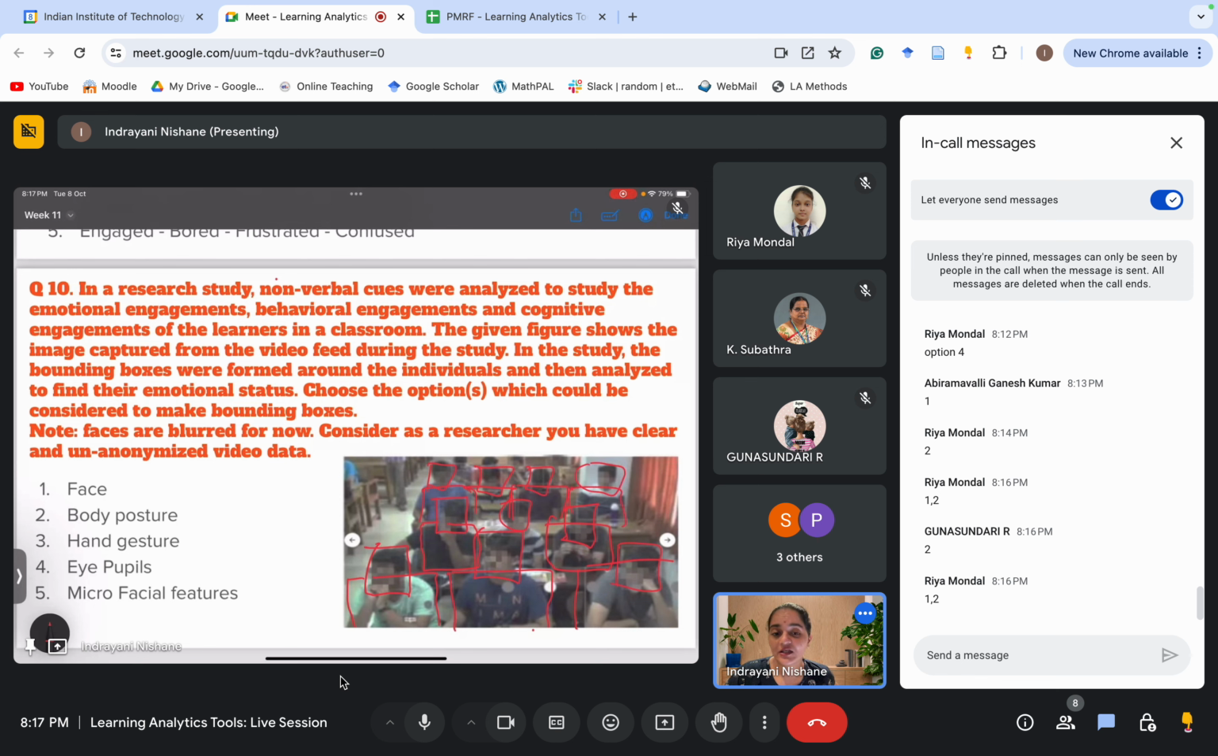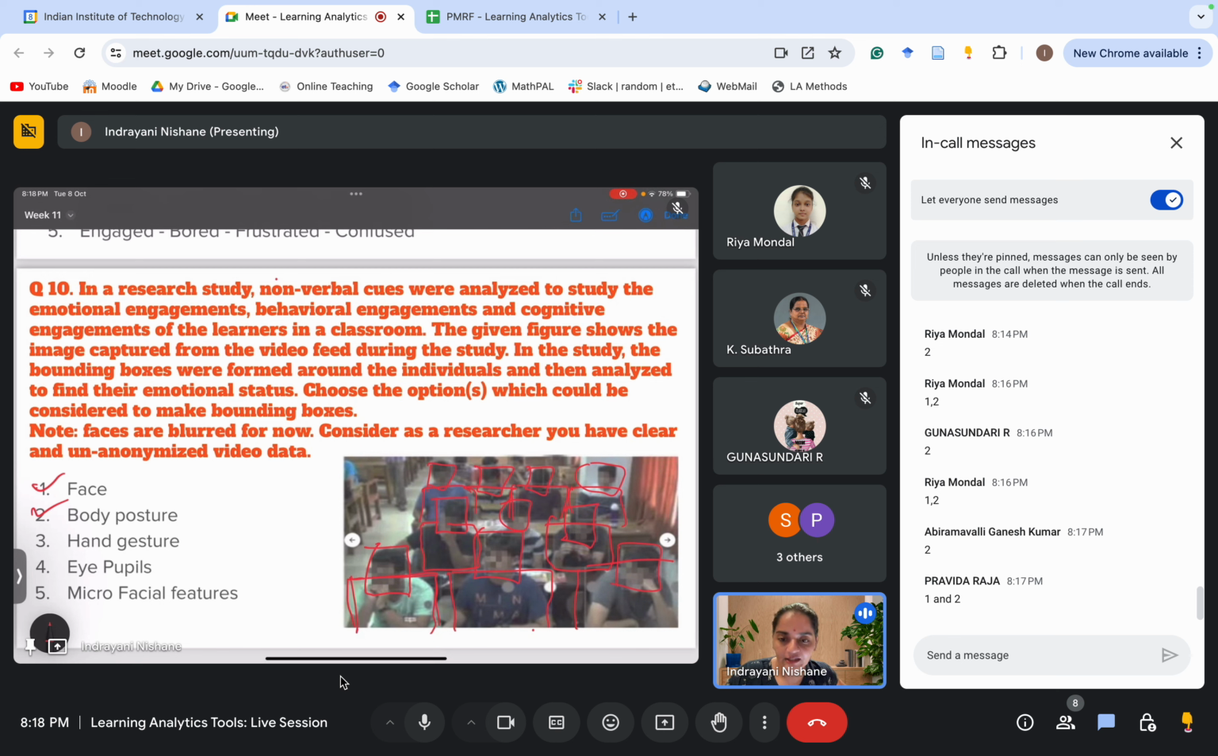Okay, so now for this, what are the different factors which we can consider? So face, body posture, we all are agreeing to face and body posture. Okay, so there is no discussion that one bounding box should be to detect the face. But we are seeing another bounding box also which is giving us some idea about the posture as well. Yeah, so how they are sitting. So one bounding box is here.